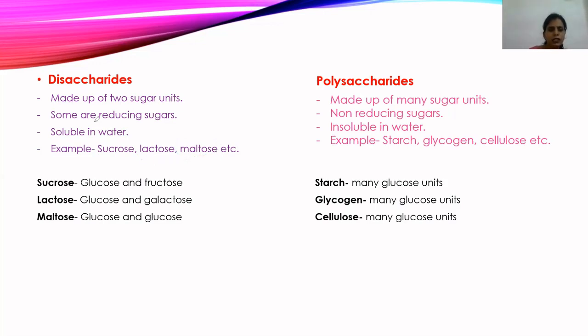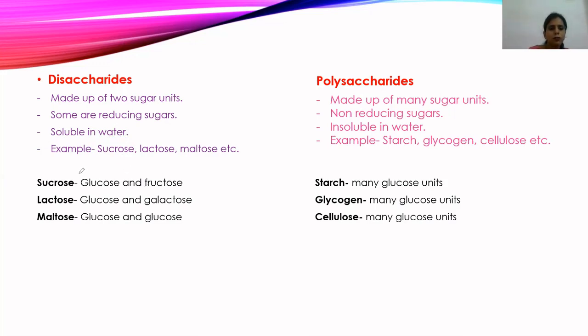Now I said that these disaccharides are soluble in water. You can take the example of white crystalline sugar which we consume at home. That is chemically called sucrose. Now if we take one spoon of white crystalline sugar and dissolve it in water, keep on stirring with the spoon, you can make out that sucrose, the white crystalline sugar, gets completely dissolved in water. So that means disaccharides are soluble in water.